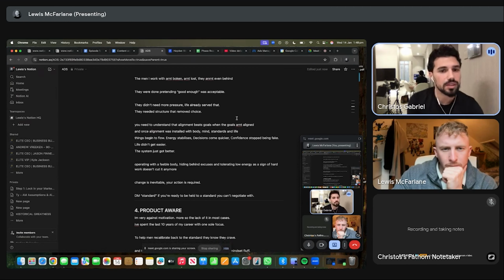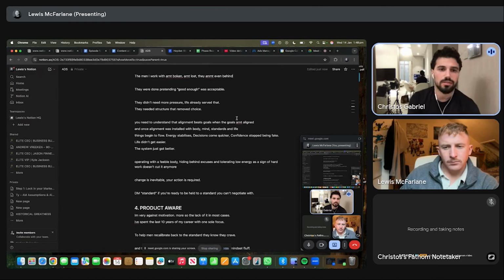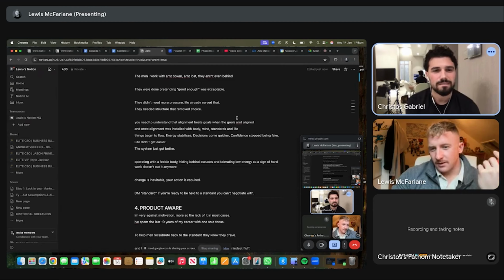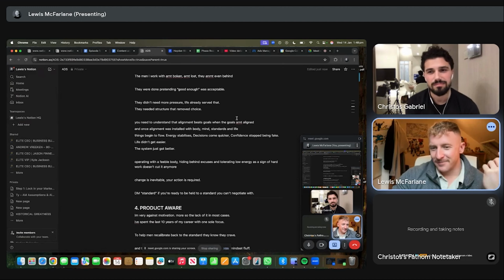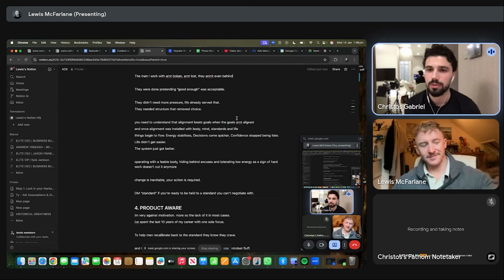They didn't need more pressure. They needed structure that removed choice. Okay, so this is like, they didn't need to add more to their plate. They just needed to know how to portion it, basically. They didn't need more on their plate. They just needed to understand how to portion it.